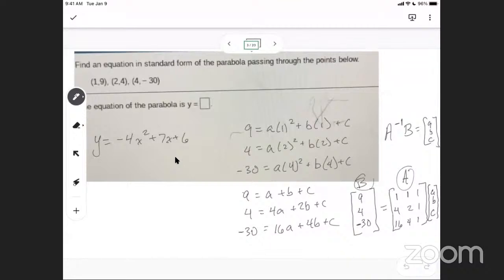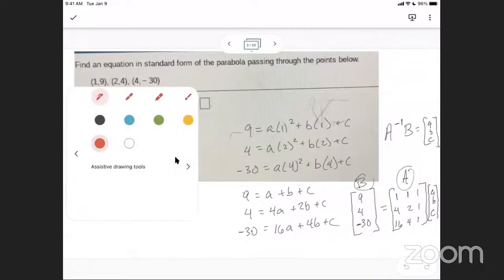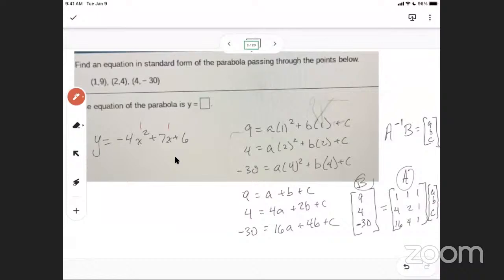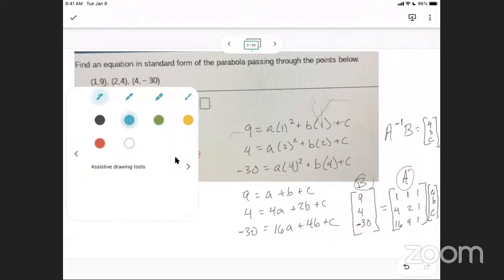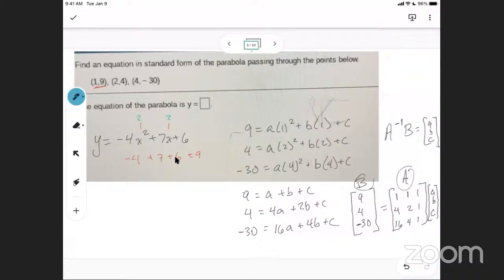Look, let's test it. If I plug in 1 for x, I'm going to get -4 plus 7 plus 6, which equals 9. And that checks out. If I plug in 2, I'm going to get -16 plus 14 plus 6, which is 4. And that checks out. So this is definitely the right answer for this problem.